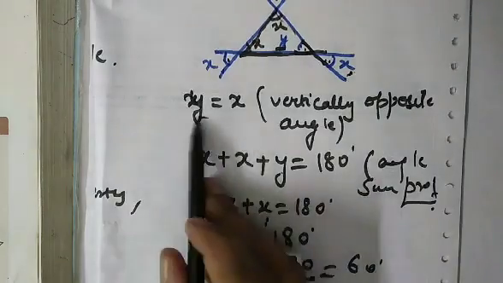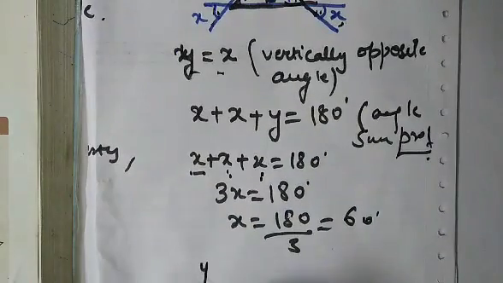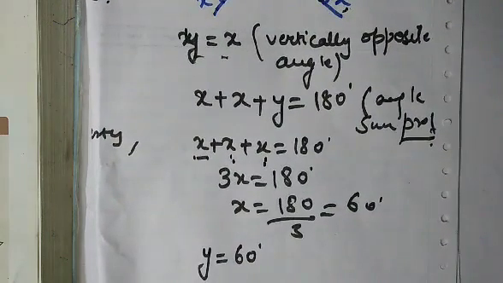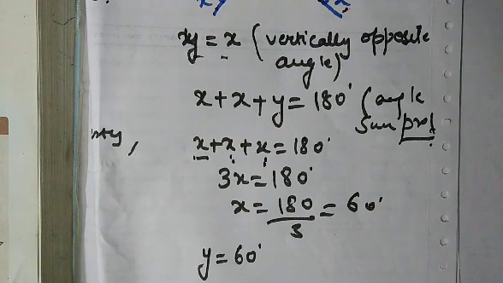Now as x is equal to y, y is also 60 degrees. So this is what we have to find. Now this exercise is complete. I hope it is clear to you. Now come to the next topic. In the next topic we are going to learn about two special triangles, that are the equilateral and isosceles triangle.